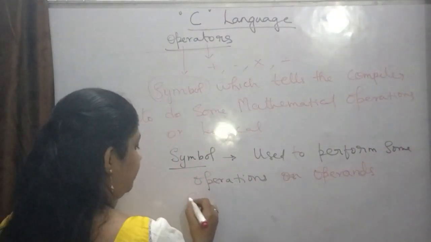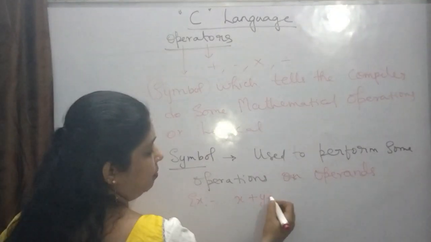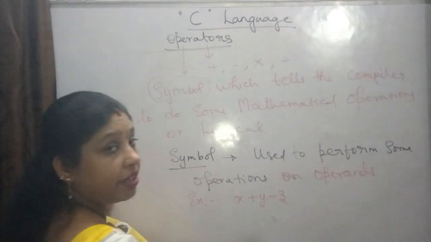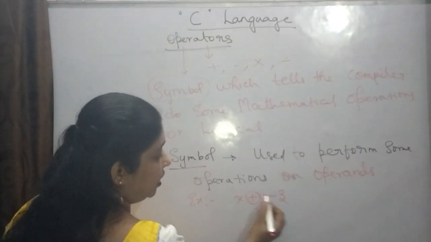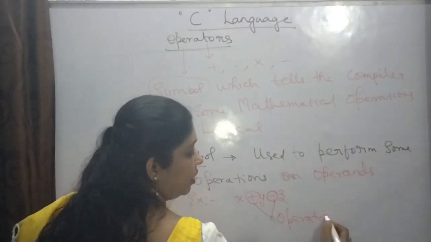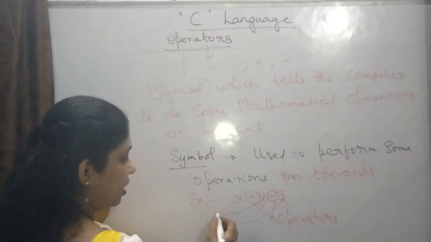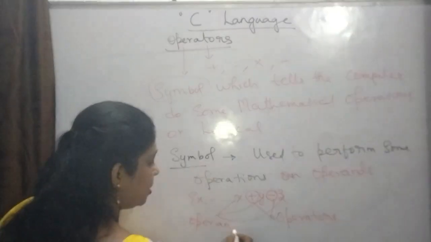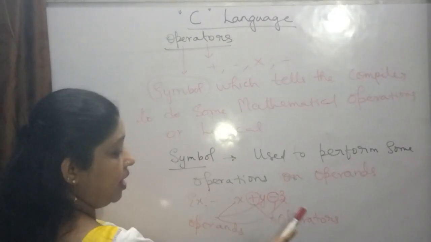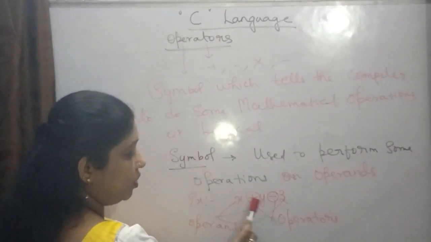For example, x plus y minus z. Now here, this is an operator, this is an operator, so I will write operators. Now x, y, z, what are these? These are the operands. That means these plus and minus operators are working on these operands. Which operands? x, y, z.